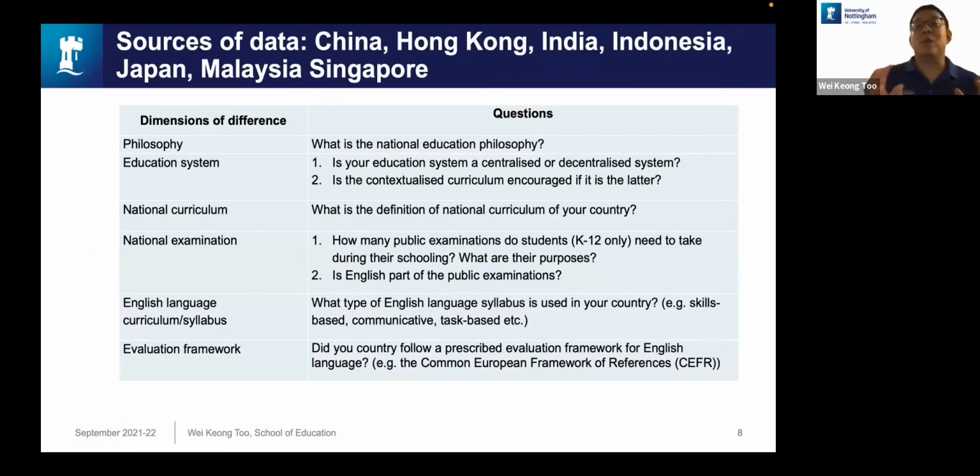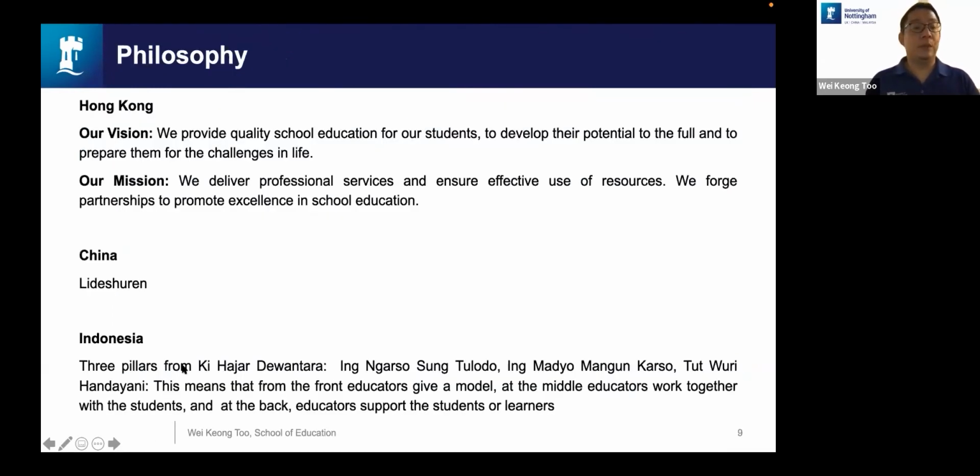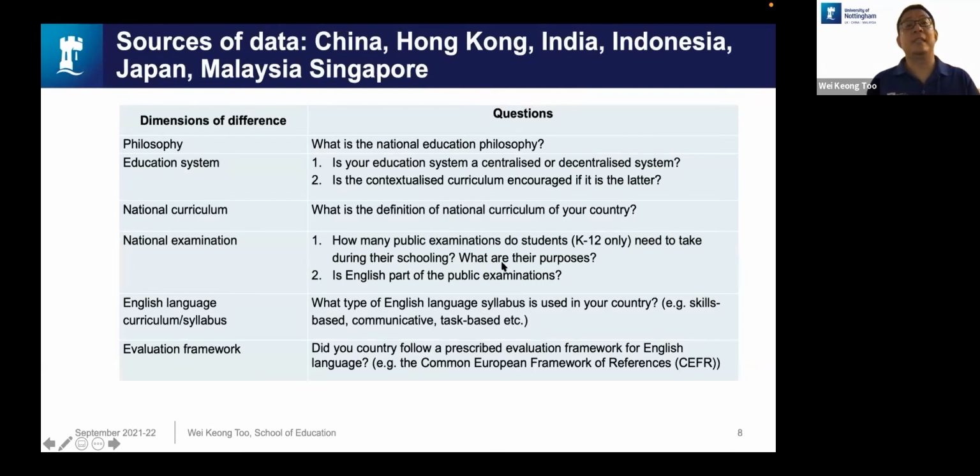Now, my sources of data, I'm so sorry because of the panel up there. The sources of the data include 7 countries and regions. So we have China, Hong Kong, India, Indonesia, Japan, Malaysia, Singapore, 7. So these are the guiding questions for me when I compare the curriculum.